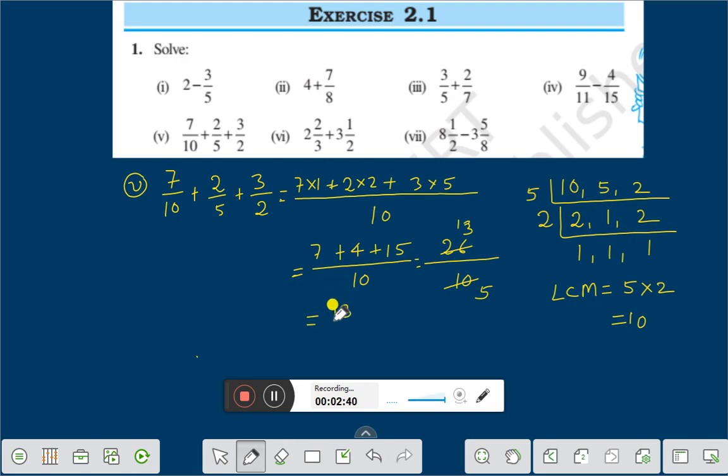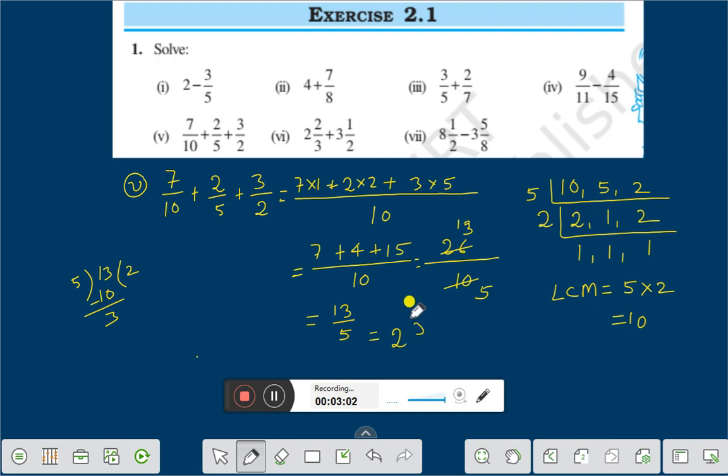Now since the numerator is greater, we have to change it into a mixed fraction. Divide 13 by 5. We are getting 5 twos are 10, remainder 3, 2 whole 3 by 5. The answer is 2 whole 3 by 5.